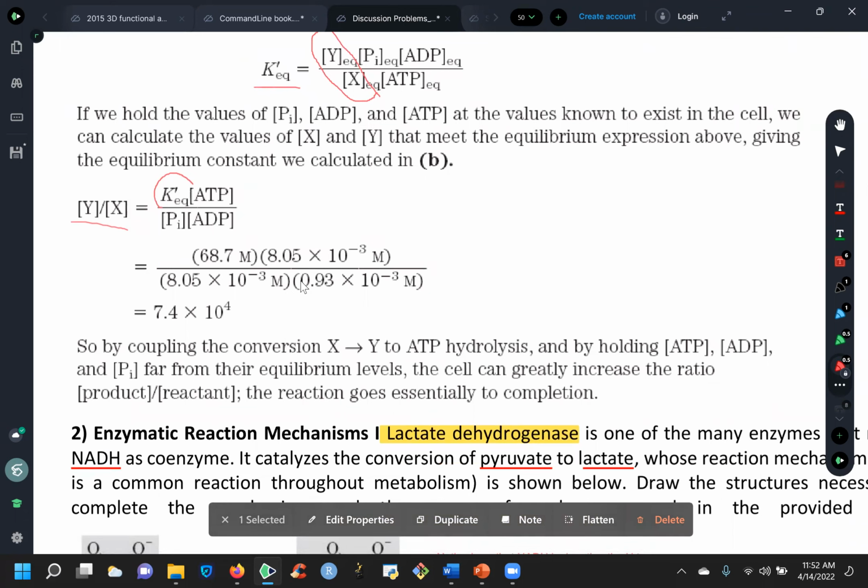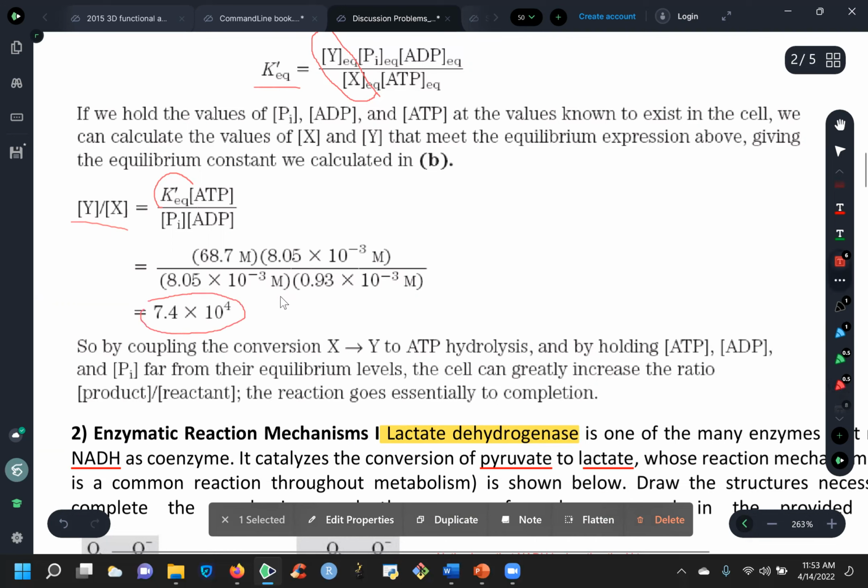We had gotten 68.7 for KQ. For ATP, they gave us 8.05 times 10 to the negative 3 molar. For phosphate, they gave us 8.05 times 10 to the negative 3 molar. And for ADP, they gave us 0.93 times 10 to the negative 3 molar. Once you know how to do this conversion, you can just plug everything in, so it's nice and easy. The answer is 7.4 times 10 to the 4th. So that's our ratio of Y over X.